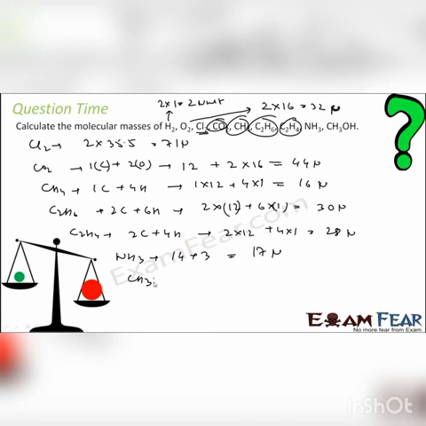Similarly, CH3OH, last one, has 1 carbon, 4 hydrogen and 1 oxygen. So let's put the value. 1 carbon is 12, 4 hydrogen is 4 into 1, 4, 1 oxygen is 16. 16 plus 4, 20 plus 12, 32 units. So you can easily find the molecular mass of all these compounds.